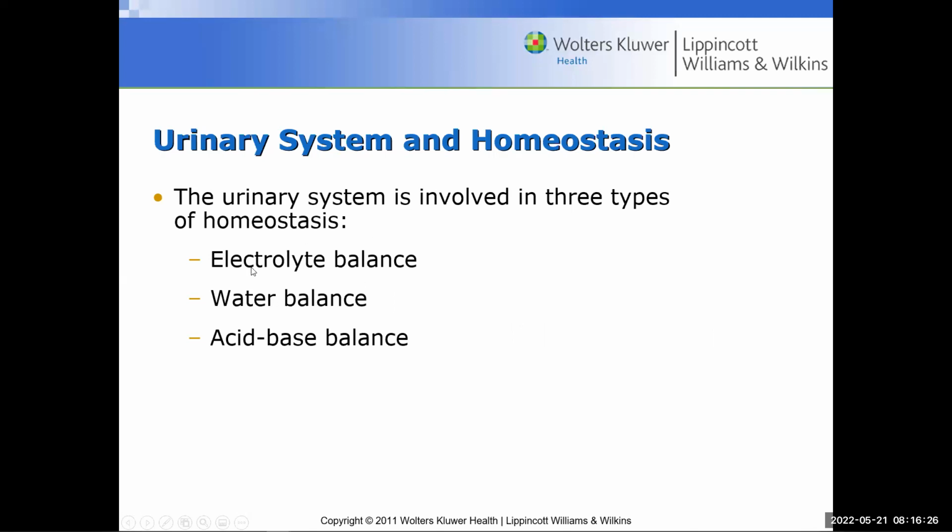The urinary system involves three types of balance. So the electrolyte balance relating to those ions that we just highlighted there, that is important. Water balance, and of course, acid-base balance. We look at this close to the end of the presentation. This is really the last topic we'll be looking at.